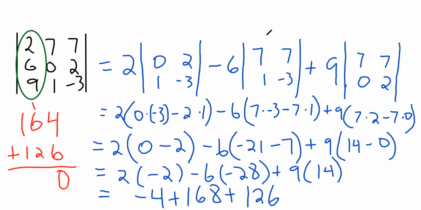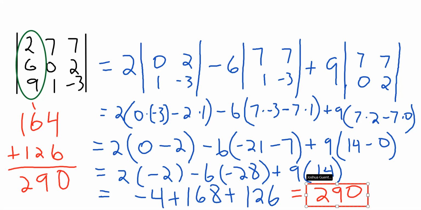1 plus 6 plus 2 is 9. 1 plus 1 is 2. And so in a different color, I'll keep it as 290. That is my determinant here.